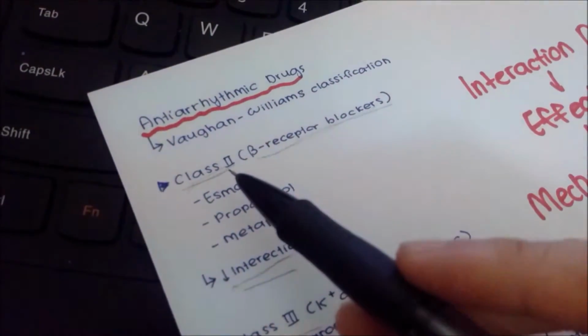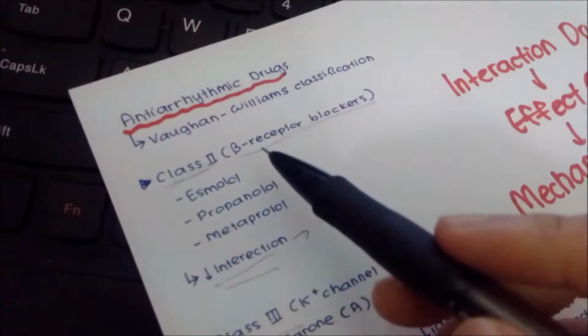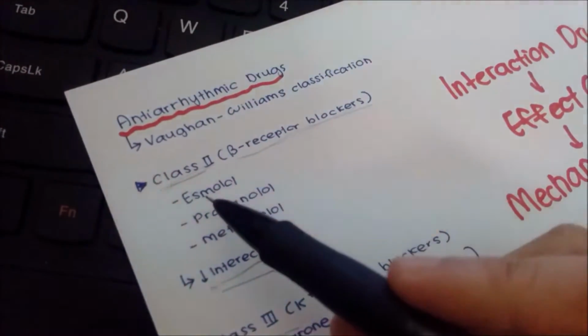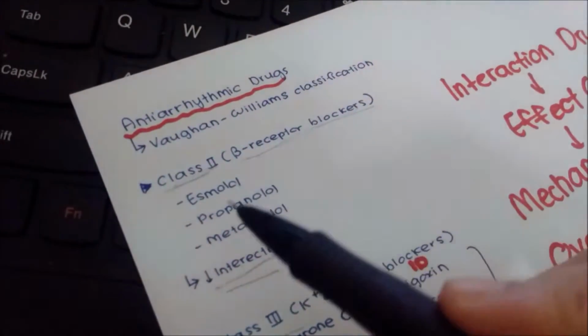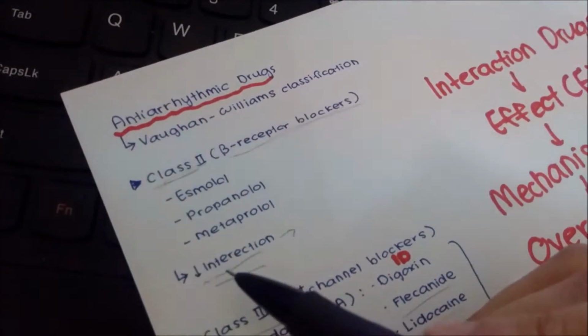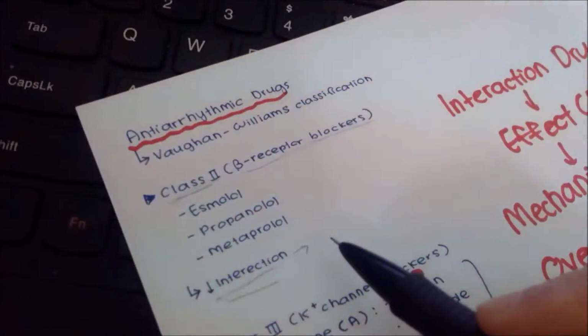The anti-arrhythmic drug class 2 is beta receptor blockers. Examples of the drug are esmolol, propranolol, metoprolol. Basically, these drugs have fewer interactions with other drugs.